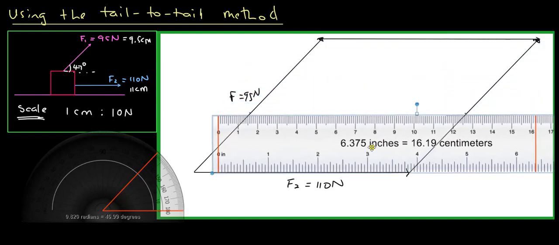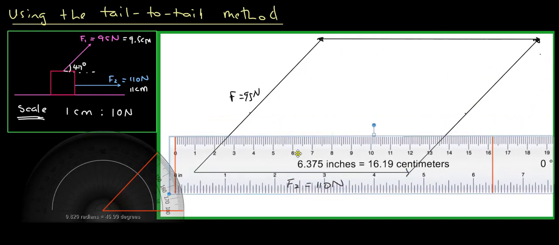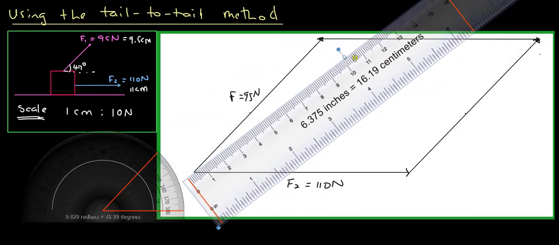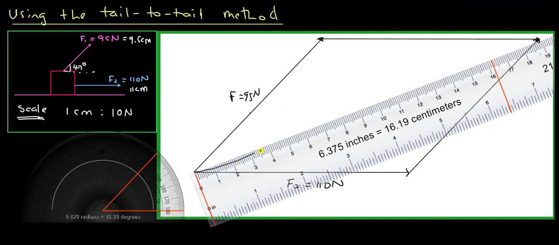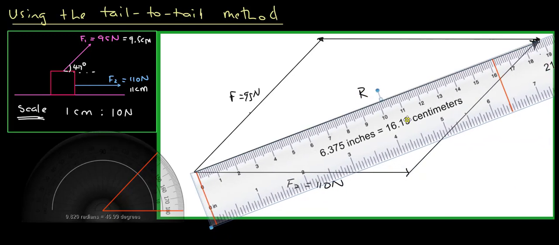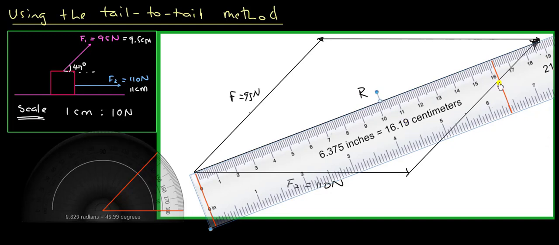So this is my vector right here. And then next I now need to draw my resultant. So the resultant is just going to be a diagonal from the tails of the 2 vectors to the heads of the 2 vectors. All right, so from there, this will become my resultant. So this is my resultant here. So what I need to do now is to measure the length of my resultant.